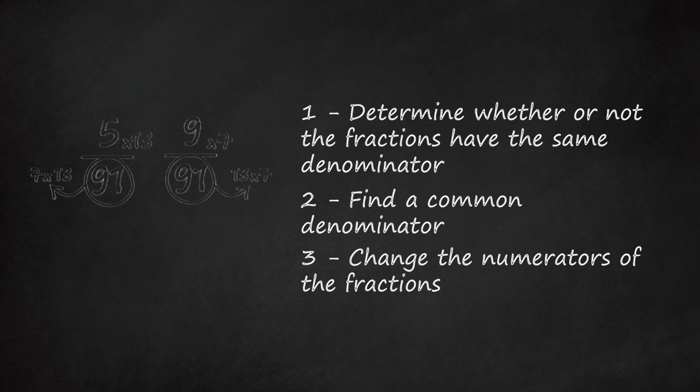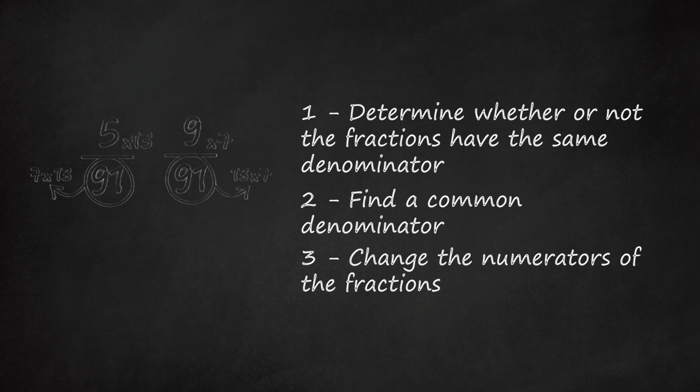With the original fraction 5/7, you multiplied 7 by 13 to get a new denominator of 91, so you'll need to multiply 5 by 13 to get the new numerator. You're essentially multiplying both the numerator and the denominator of the fraction by 13/13, which equals 1. 5/7 times 13/13 equals 65/91.